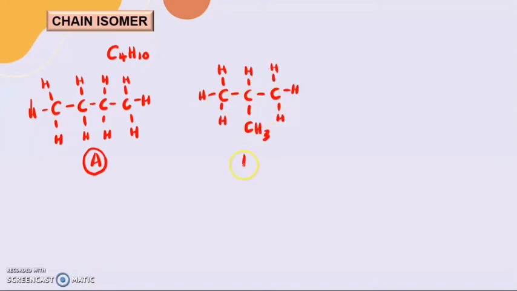And I named this structure as B. So A and B have same molecular formula C4H10, but has different structure. A has 4 carbon as straight chain, while B has 3 carbon as straight chain with 1 substituent. So A and B are said to be chain isomer.